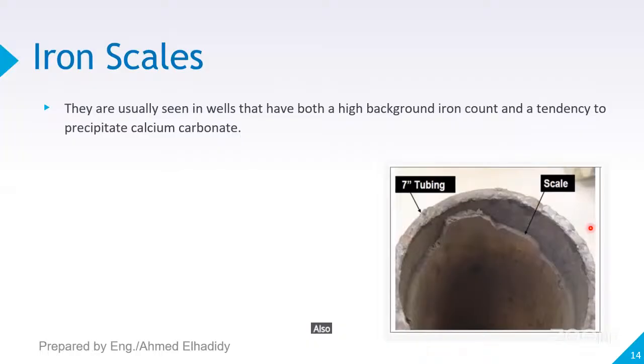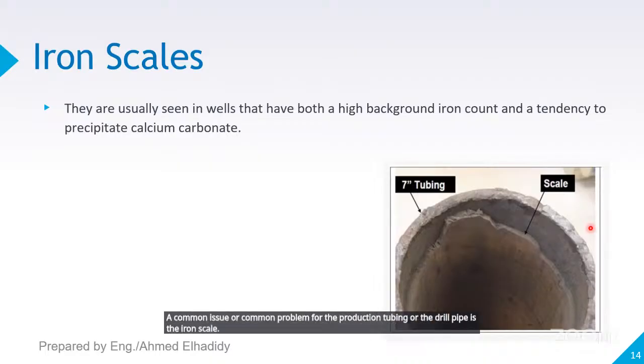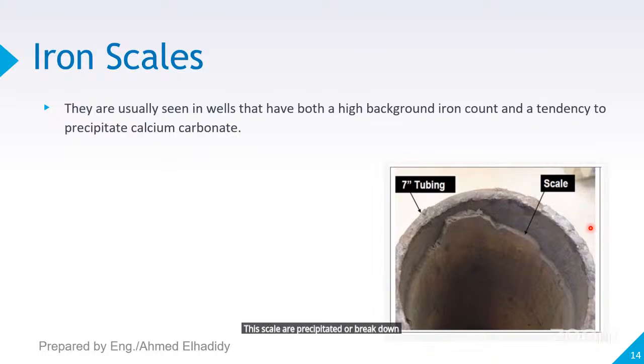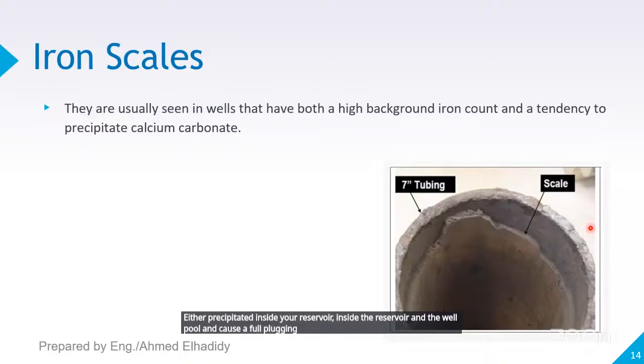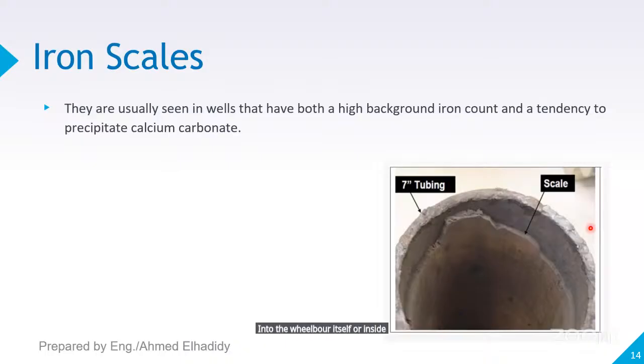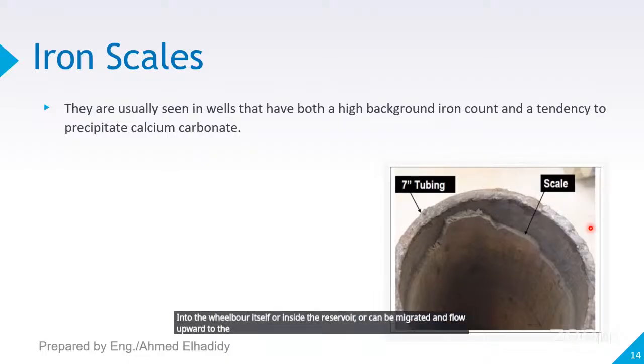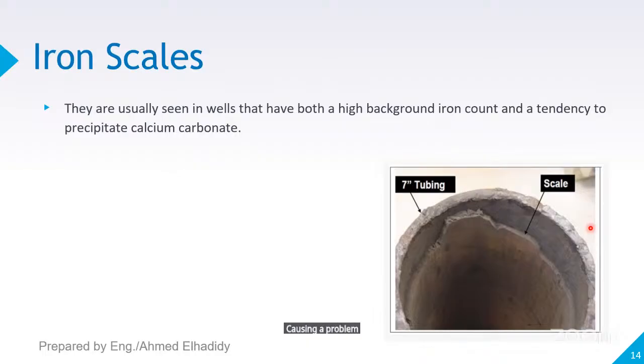Also, a common problem for the production tubing or the drill pipe is iron scale. If you have iron scale, during production, injection, or drilling, this scale is precipitated or breaks down, either precipitating inside your reservoir and the wellbore and causing a full plugging of the wellbore itself or the reservoir, or it can migrate and flow upward to the surface, causing problems in the surface facility, as we mentioned, in the separator, in the tank, and so on.